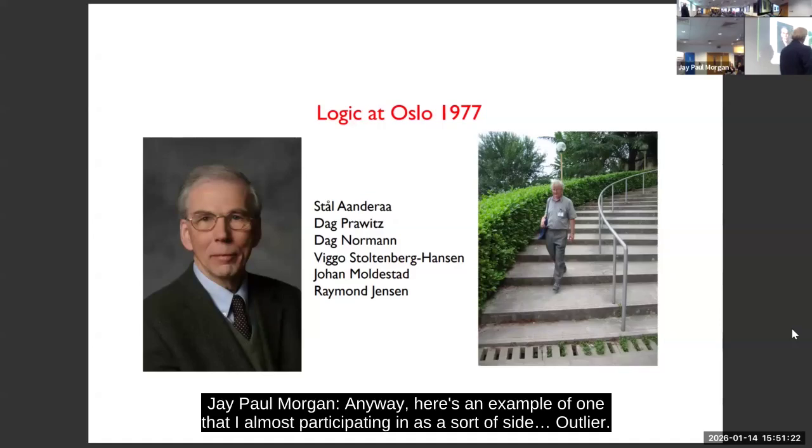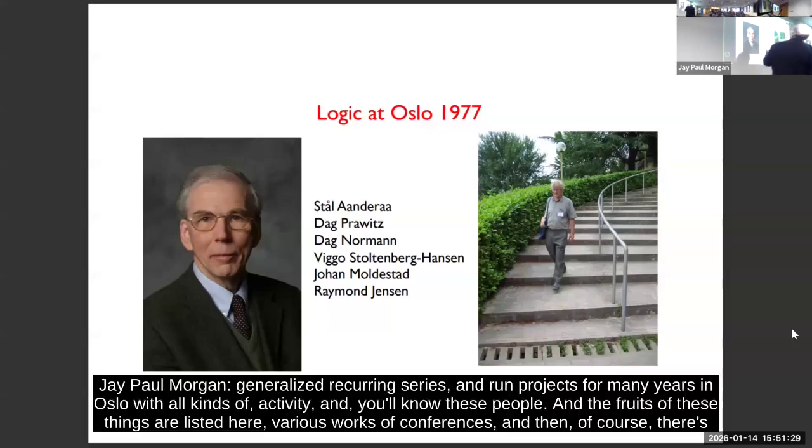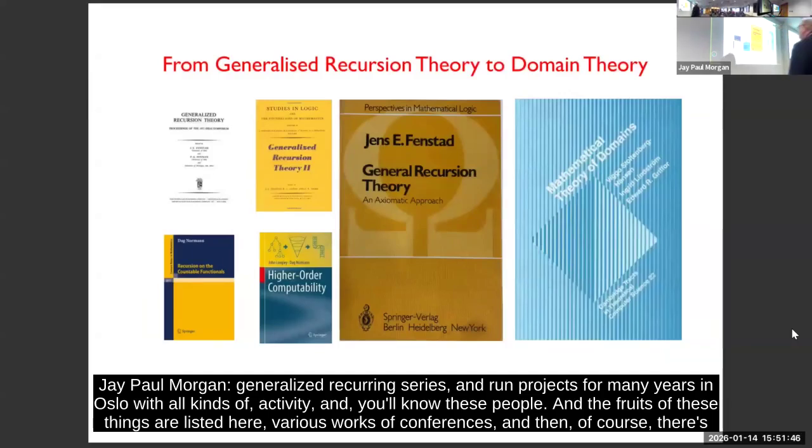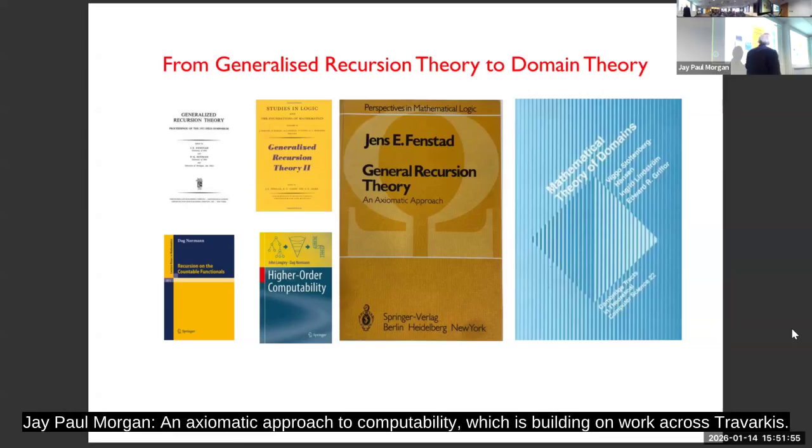Anyway, here's an example of one that I was participant in as a sort of side outlier. Jens Erik got very interested in generalized recursion theories and ran projects for many years in Oslo with all kinds of activity, and you'll know these people. And the fruits of these things I listed here, various works and conferences, and then of course there's Dag Normann's work, including one with John Longley.